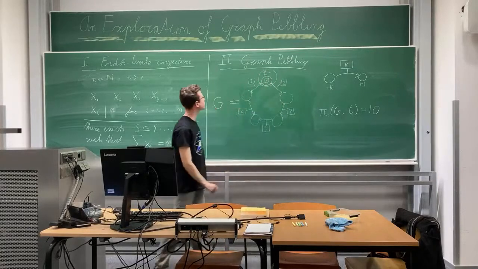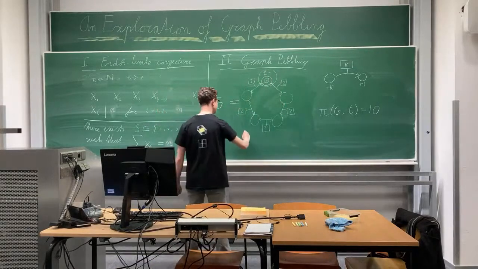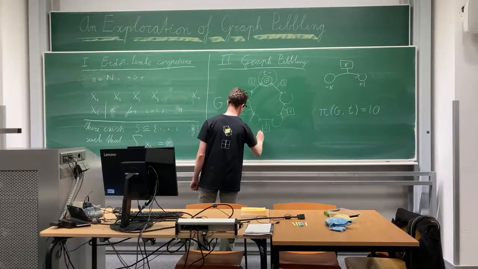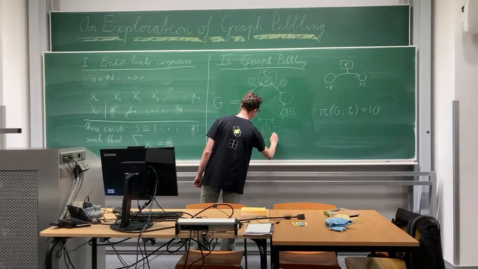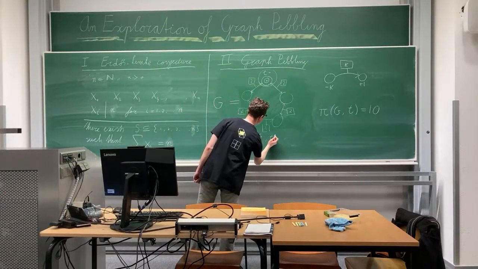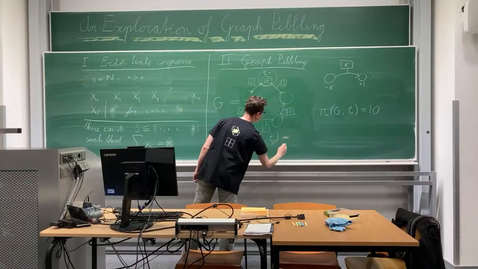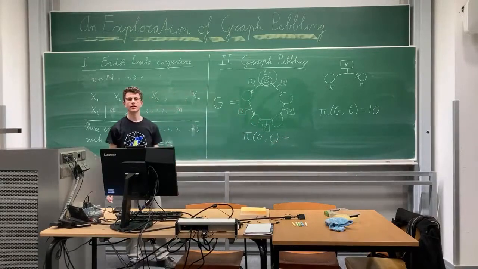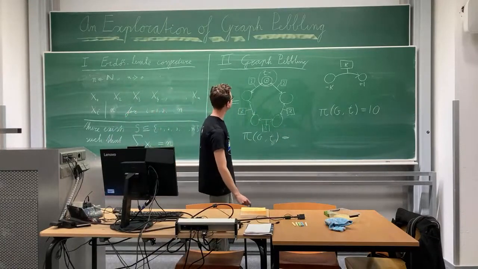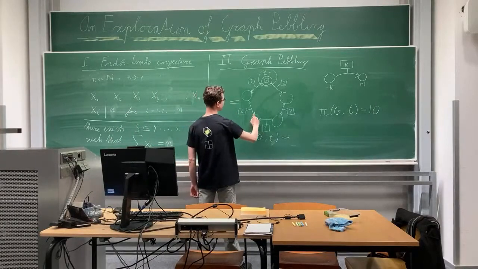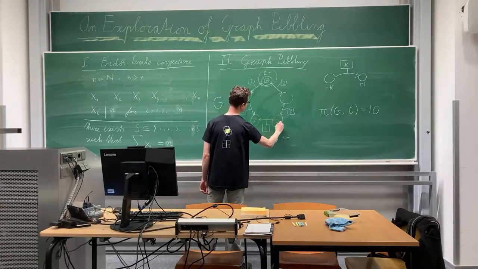This will be the target. So now, what is, in this graph, the pebbling number of T? Does anybody have an idea? So, for example, if we would try 4, then we could put 2 pebbles here and 2 pebbles here.